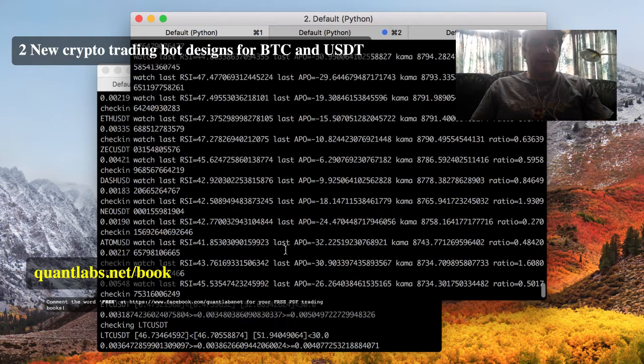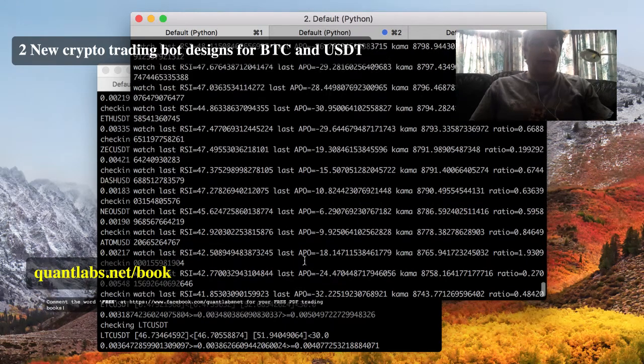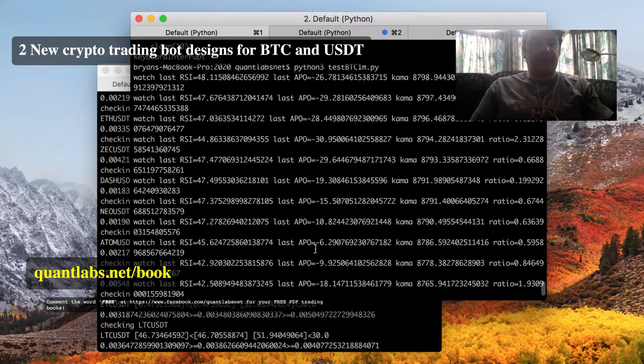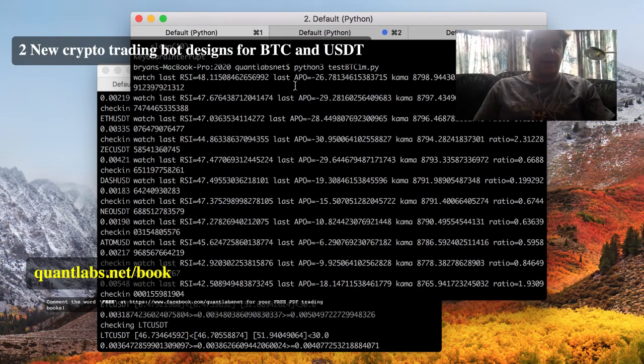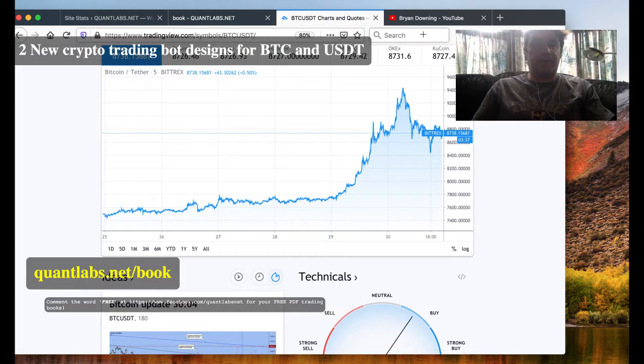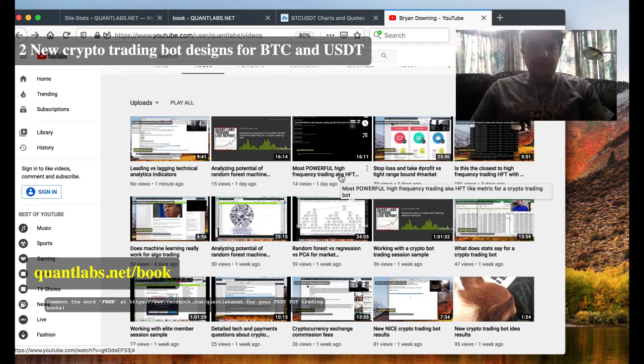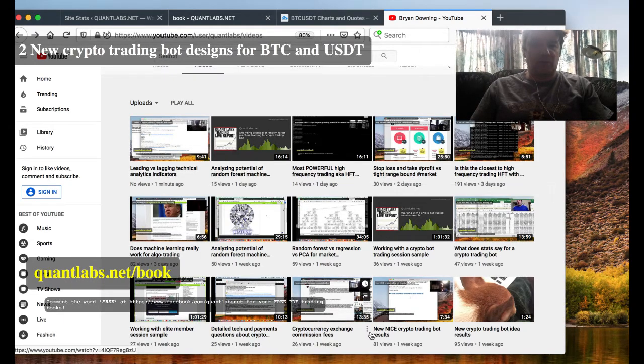I'm going to tell you about some of the indicators I'm using and I'm finding some success with. This is a new Bitcoin bot that I'm testing out. It's working off of two factors: minute data and sub 1 minute data, or tick data. So what we're dealing with is the tick data comes from the futures market. I put up a video called Most Powerful High Frequency Trading, aka HFT, metric for a crypto trading bot. So that's built off of that, looked at some of the metrics that we've looked at.